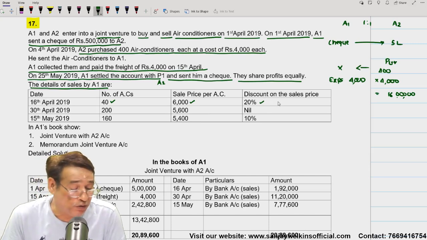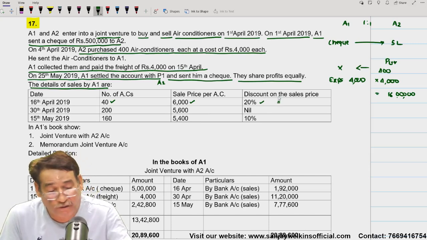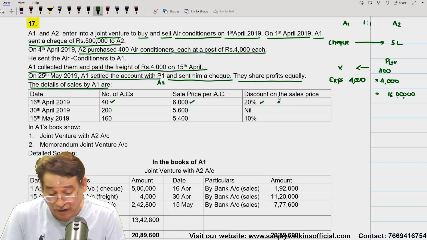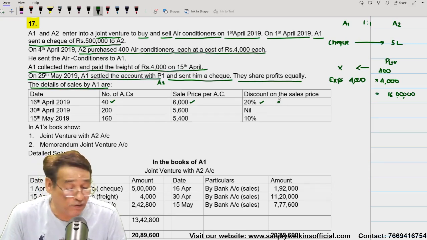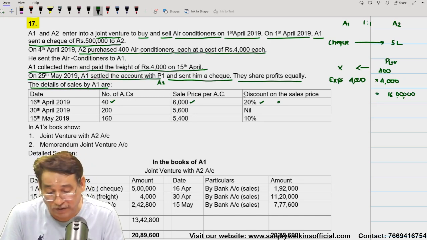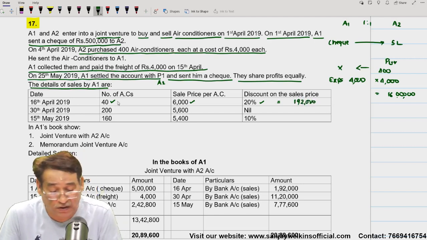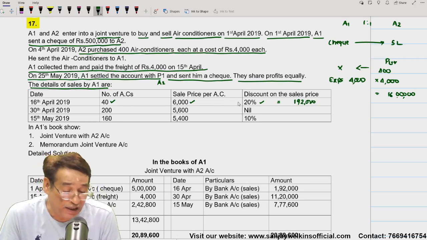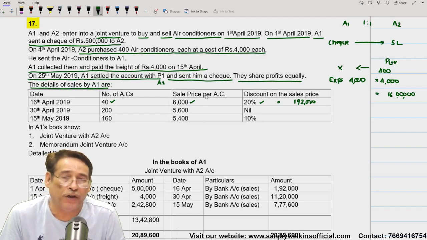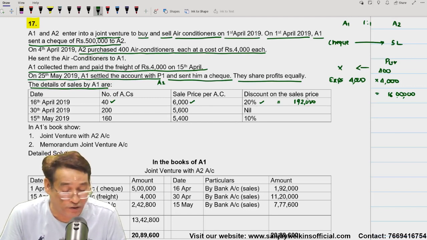So how will you compute the amount of sale? First you multiply 40 with 6,000. 40 into 6,000 is equal to 2,40,000. And then you subtract 20% from 2,40,000. 20% will be equal to 48,000. So that means net sales is equal to 1,92,000 as far as this sale of A1 is concerned. 40 into 6,000 less 20% of this amount. Subtract 48,000 from 2,40,000, you will get 1,92,000.